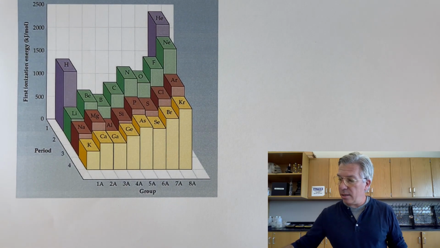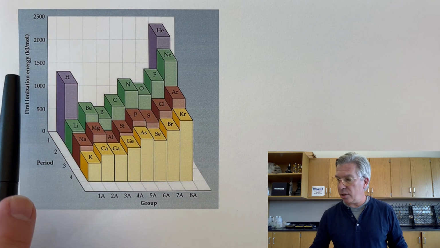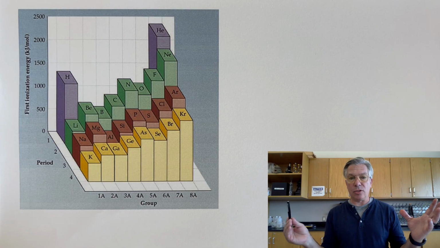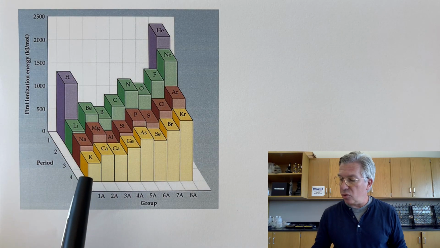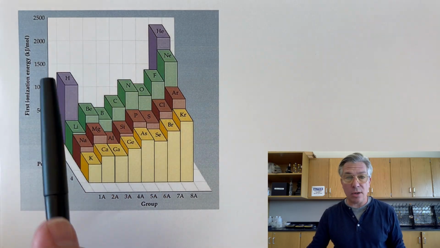Here is a graph of ionization energies, and they're usually given in kilojoules per mole. So if you had a mole of those atoms and you ripped out electrons from all 6.02 times 10 to the 23rd of them, how many kilojoules would it take? So notice hydrogen, helium, those are really tall.